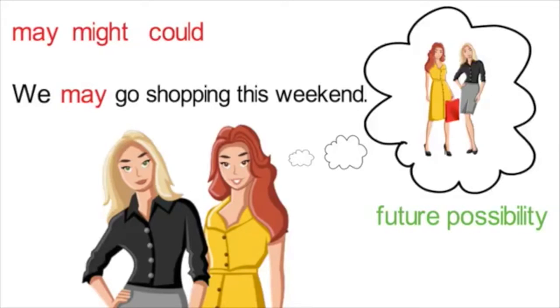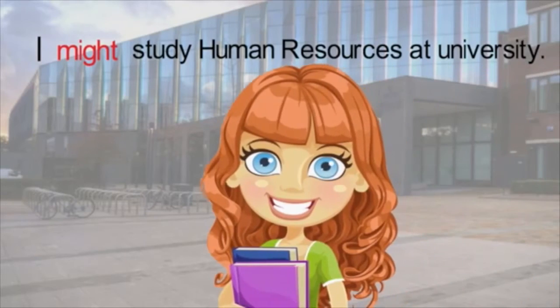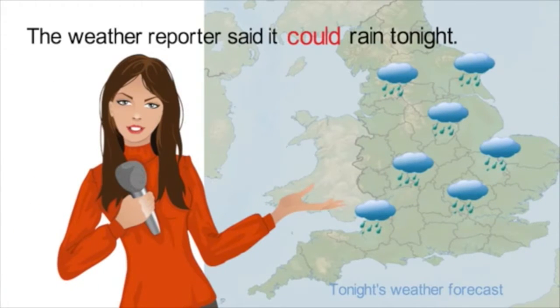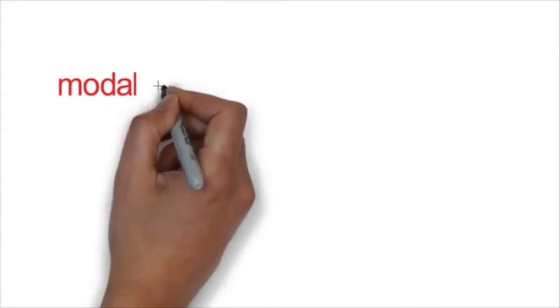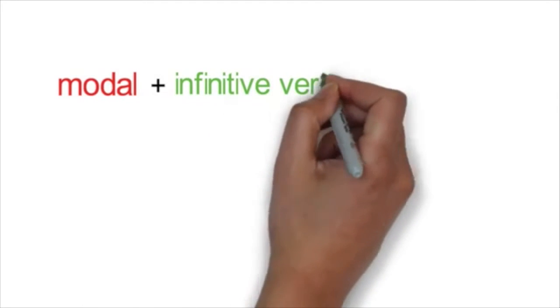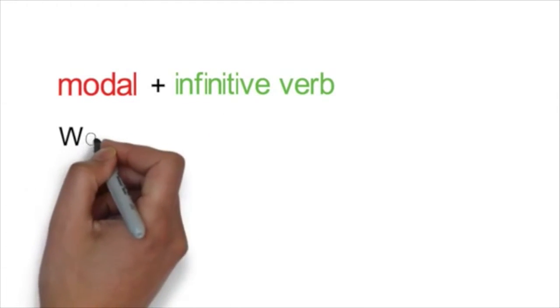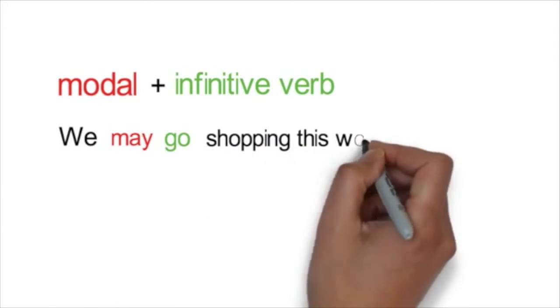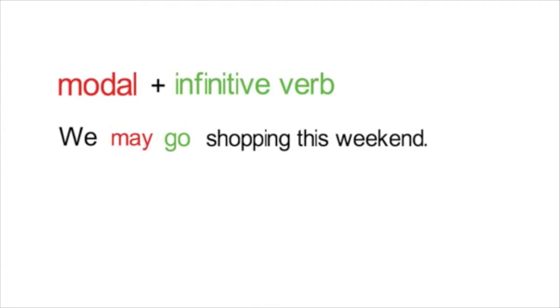For example, we may go shopping this weekend. I might study human resources at university. The weather report said it could rain tonight. Keep in mind that each sentence has a modal and an infinitive verb. For example, the first sentence, we may go shopping this weekend, has may and then the infinitive verb go.